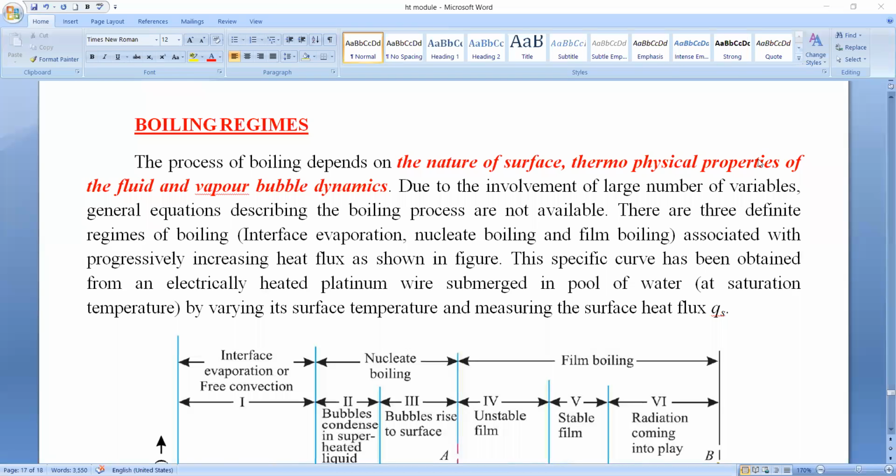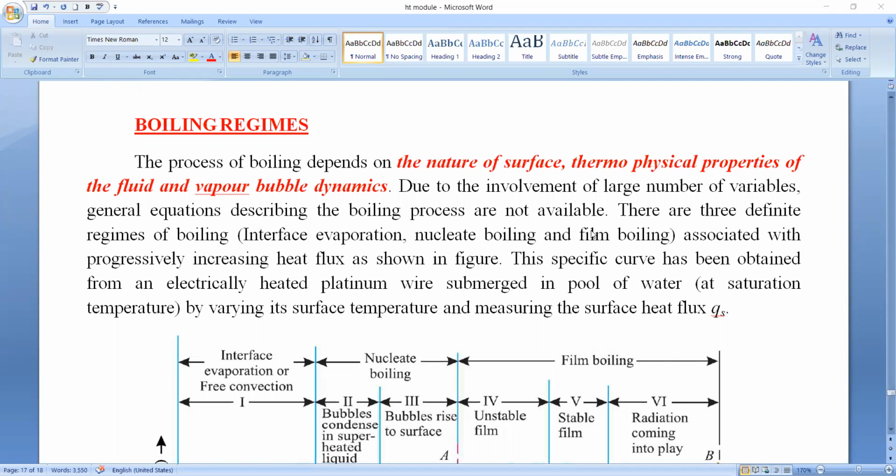Hello students, I welcome you all to the online video lecture on the course Heat Transfer, module number 5, chapter 2, that is boiling and condensation. This is lecture number 2.